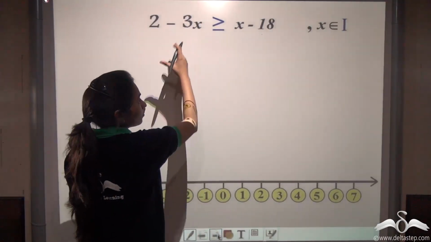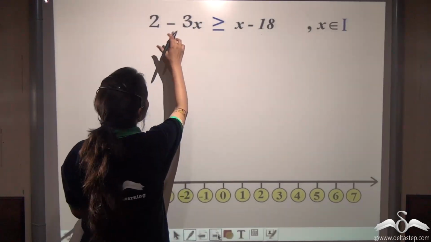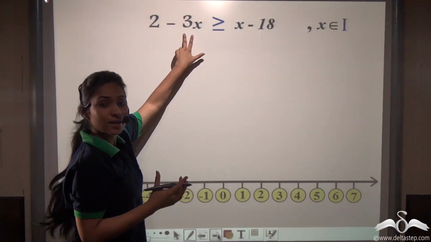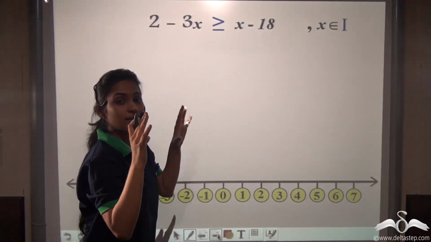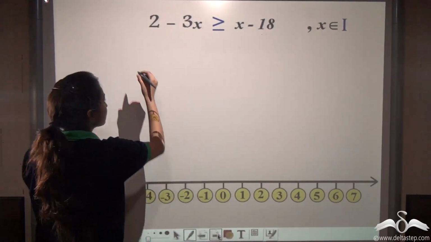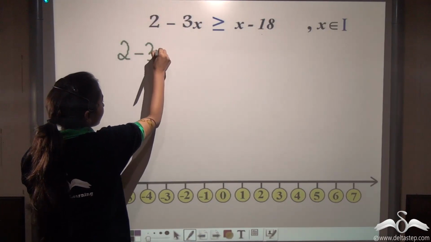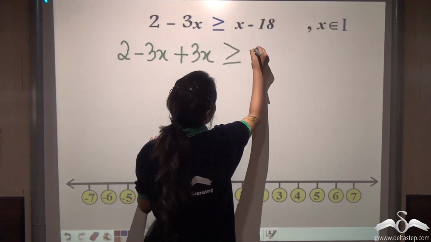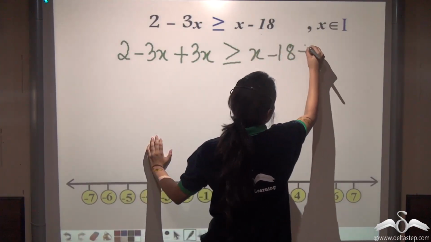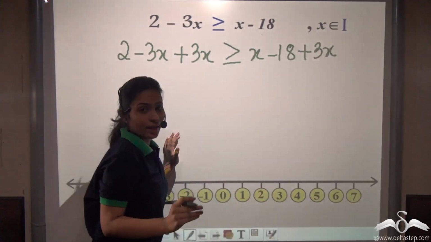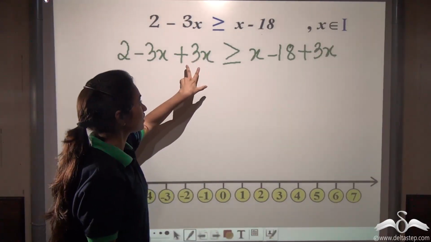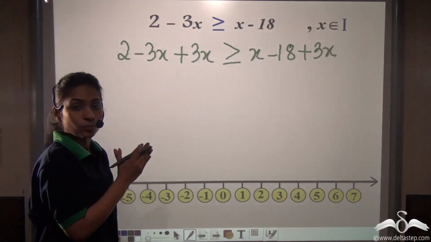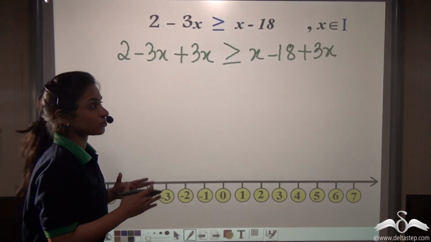Now let us bring x on both sides together. You can take minus 3x on that side. So for that, what do you need to do? You need to add 3x over here and there also, so that the inequation remains balanced. So 2 minus 3x plus 3x shall be greater than or equal to x minus 18 plus 3x. Well, what have I done? I have just added a positive number, that is plus 3x, on both sides. You have seen that adding a positive number on both sides does not change the inequation. So we can do this.